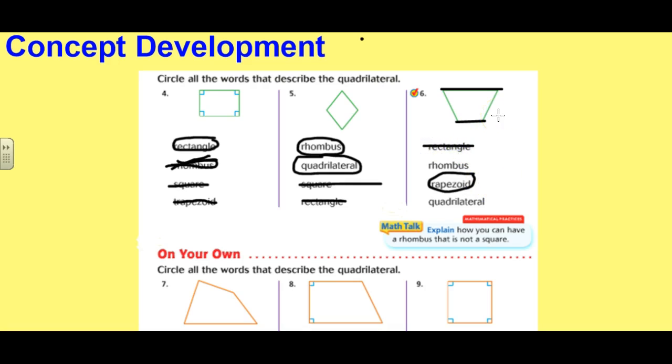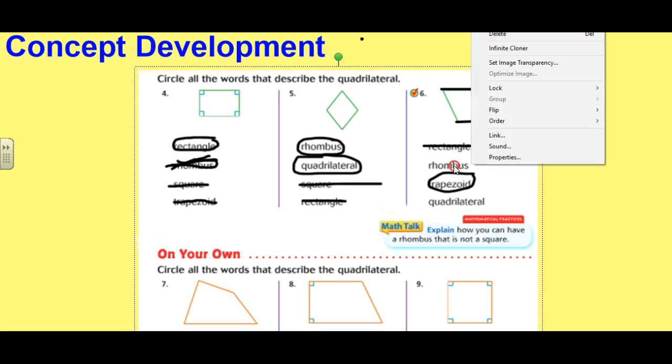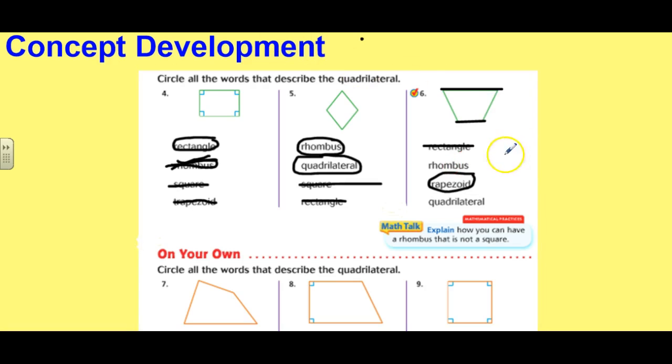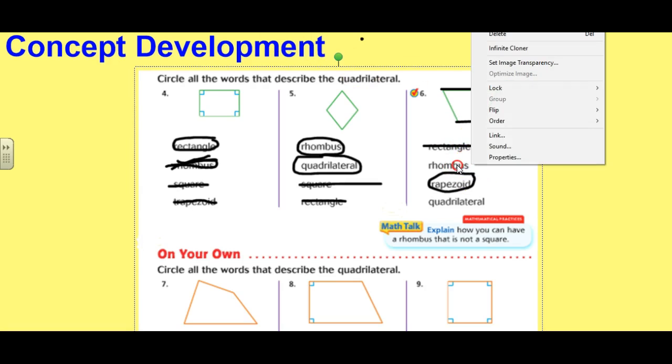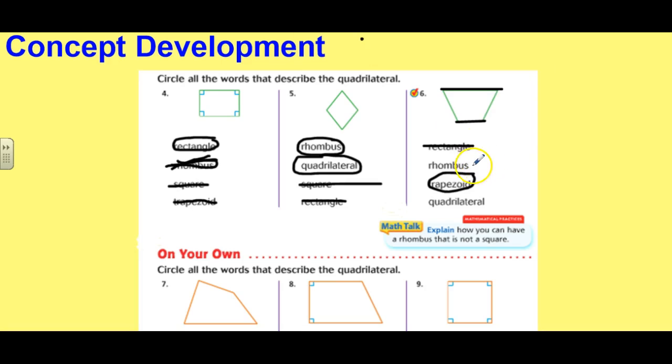We know automatically that a rhombus has all sides that are of equal length, so that tells me right away that this cannot be a rhombus because it does not have all sides that are of equal length. But we can say that this is a quadrilateral because it does have 4 sides. My goodness, it's a big old circle.